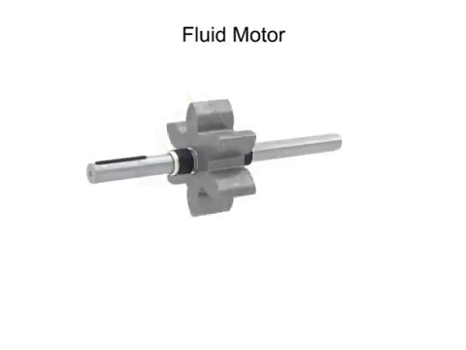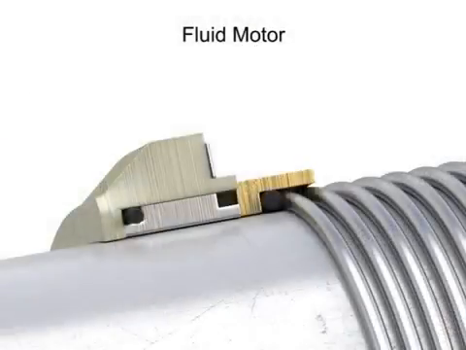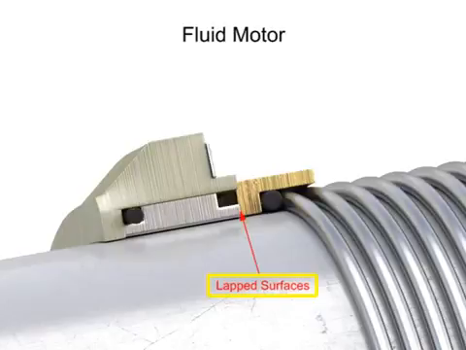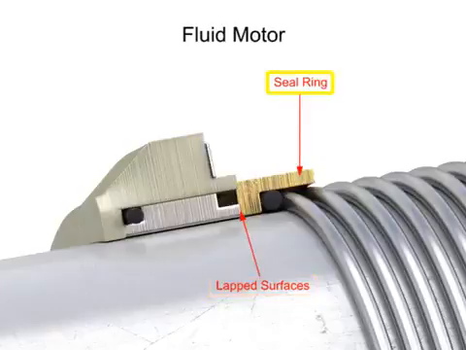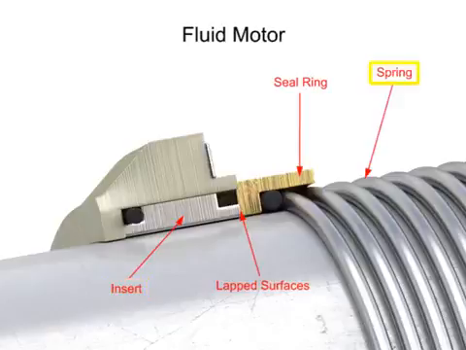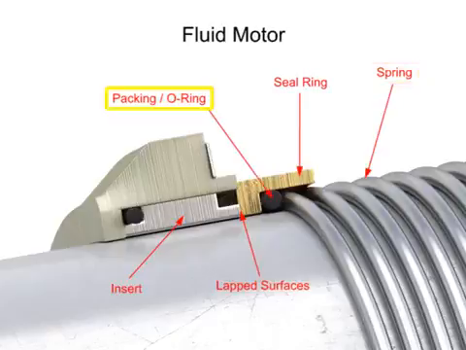Finally, high-pressure shaft seals are utilized to minimize the consequences of high-pressure fluid exposure. These are mechanical seals in which two lapped surfaces run against each other to seal the shaft. A rotating surface, called a seal ring and typically made out of bronze or graphite, is pressed against a stationary surface called an insert, which is typically made out of steel. A spring ensures that the seal ring presses tightly against the insert. A packing, or O-ring, ensures there is no leakage between the spring and seal ring.